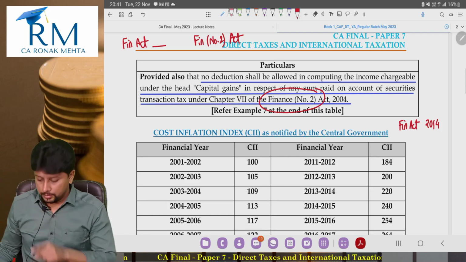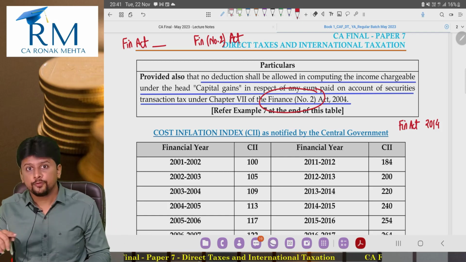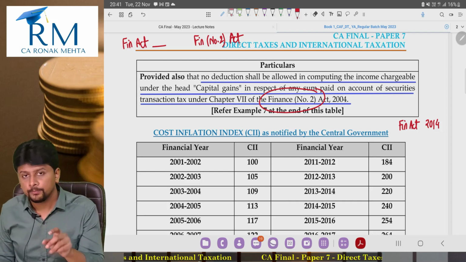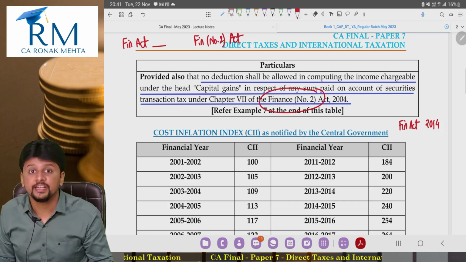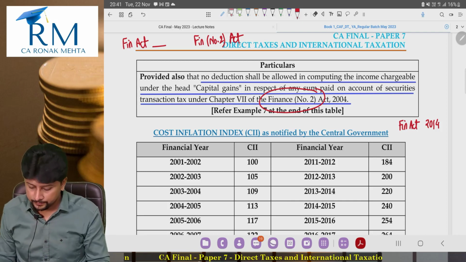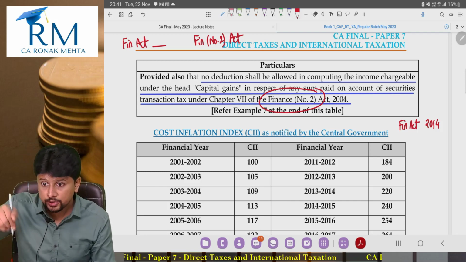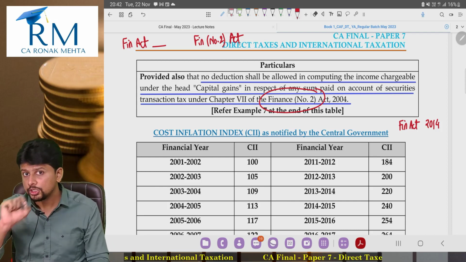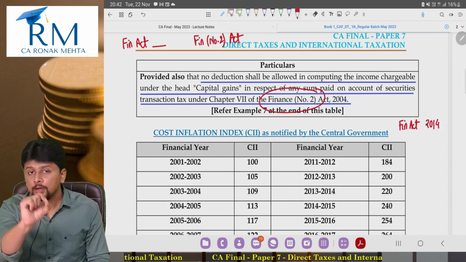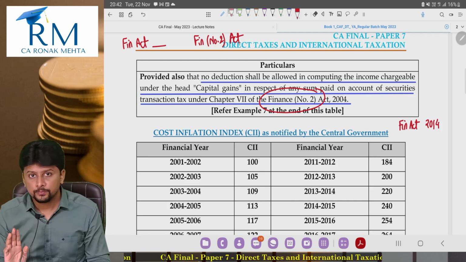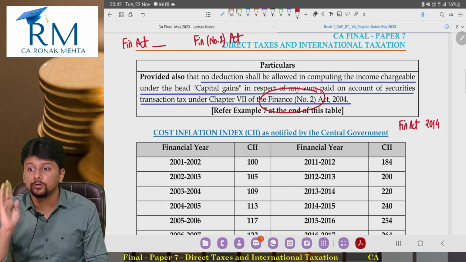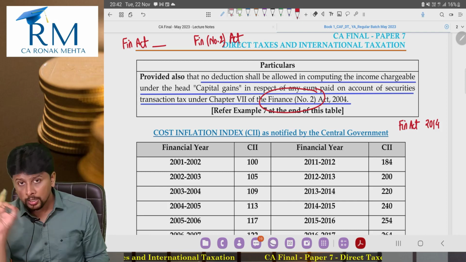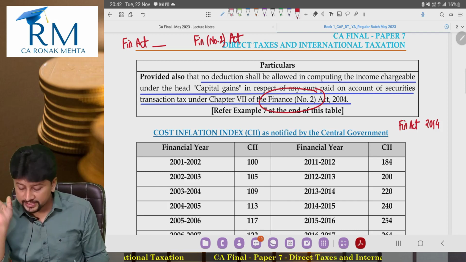So, in the year 2004, after the elections, the second budget that was announced introduced the concept of STT, Securities Transaction Tax. And Section 48 ka proviso is saying no deduction shall be allowed in computing capital gains of any sum paid on account of STT. Now pay attention carefully. No deduction shall be allowed of STT.